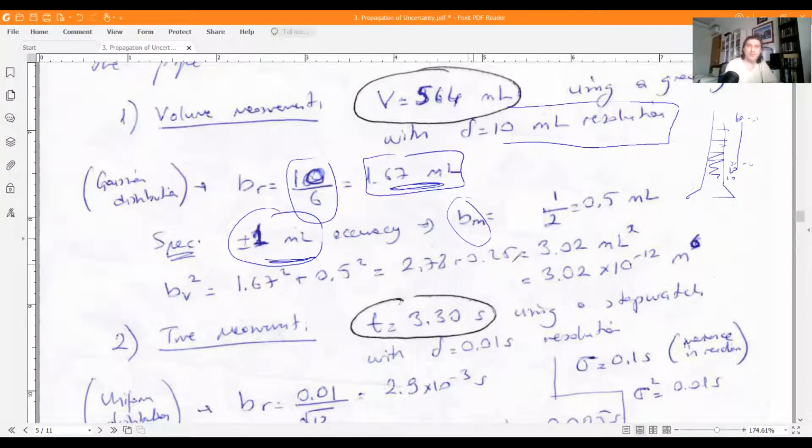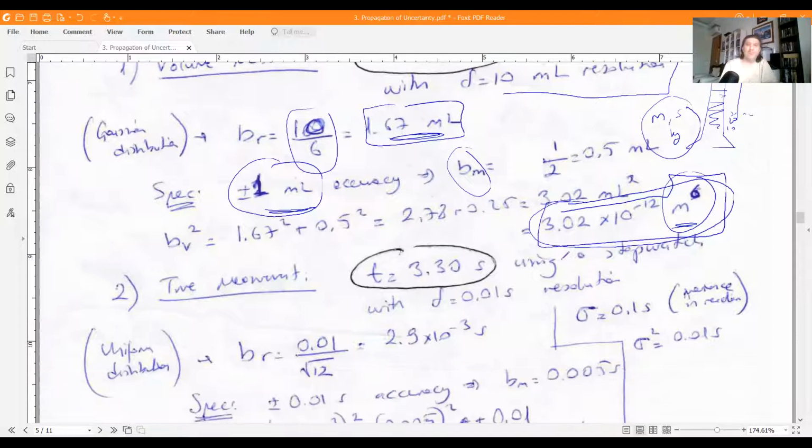We take the square of these values, add them together, and come up with this. Note that I have written it in terms of meter cubed, and here one should be careful about the units. I'm going to be using SI units, although I start with liter, milliliter, things like that. At the end, I'm going to be using meter, second, and kilograms, so that there's not going to be any confusion. Okay, so this is the bias squared related with volume measurement.